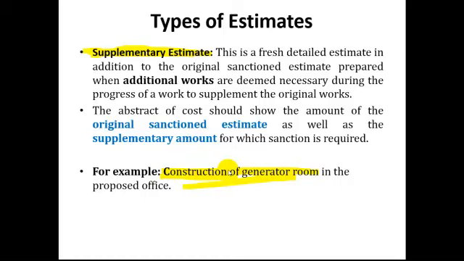But now, when we are doing the construction, the need of constructing the generator room has evolved. So what we do is divide the activities of constructing a generator room into sub-activities. We find the supplementary cost, the supplementary amount, and this supplementary amount plus the original sanctioned amount is submitted for taking the approval of the supplementary activities. So this is known as the supplementary estimate, which basically covers the supplementary activities.